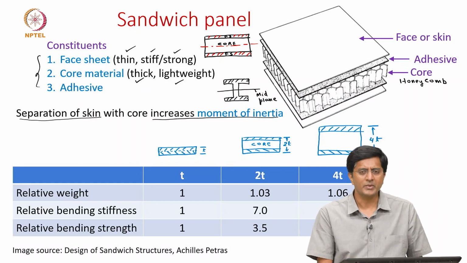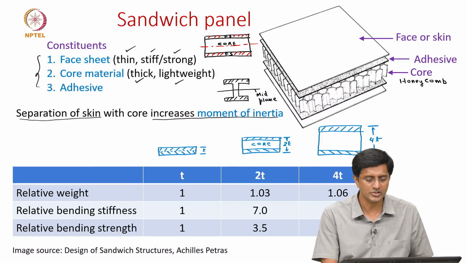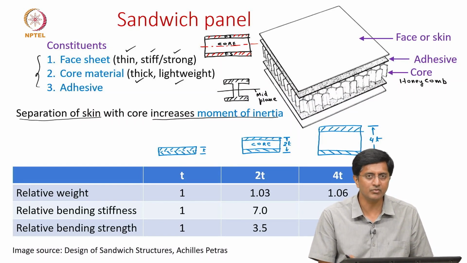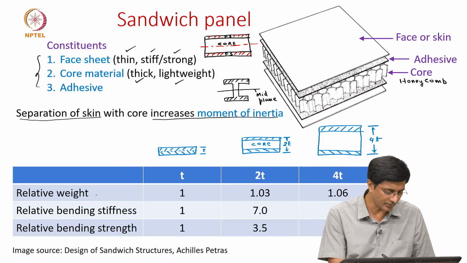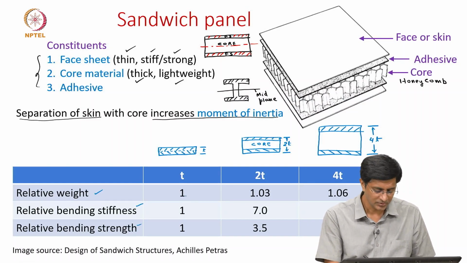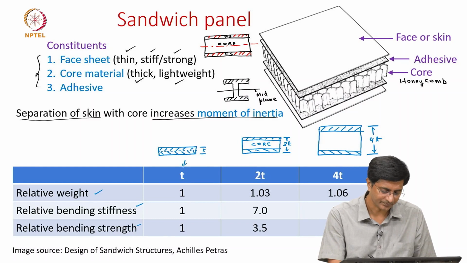So let's assume the mechanical properties of the commonly used face sheet and core, and this is a table to give us indicative values of how the relative weight changes, and correspondingly what the changes are in the relative bending stiffness and the bending strength. Let's say we normalize it with the first case, where we have thickness T.